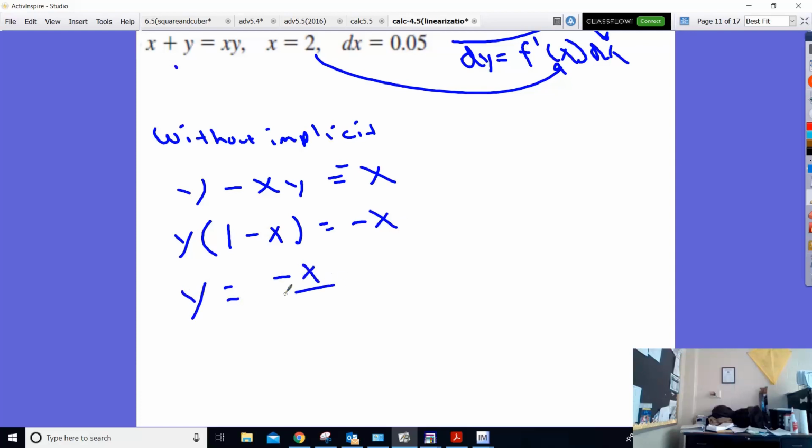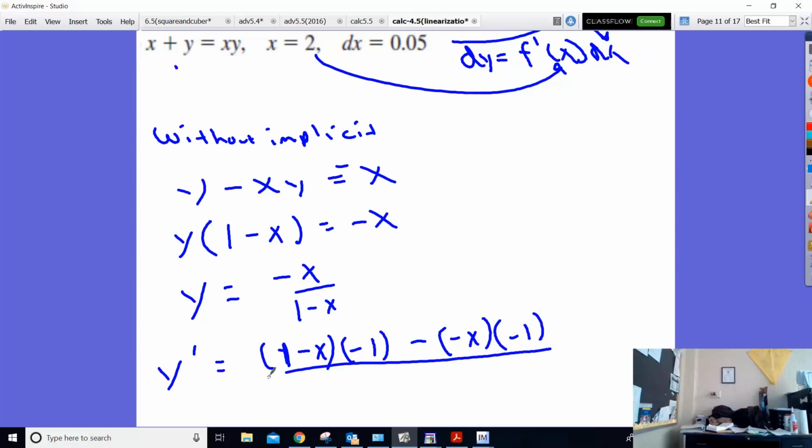This will save you a little bit of a hassle in that you will not have to do implicit differentiation. But you will have to follow what rule? Quotient rule. Not a huge deal. Bottom piece times the derivative of the top, minus the top piece times the derivative of the bottom, sitting over the bottom squared.